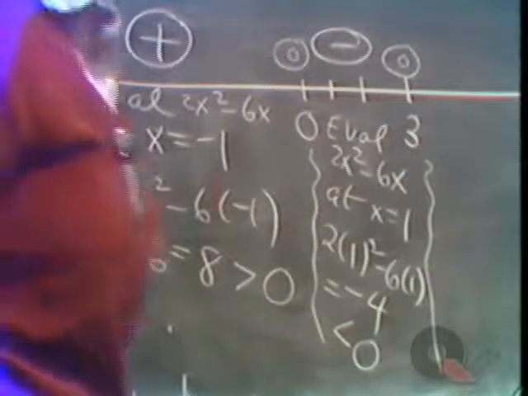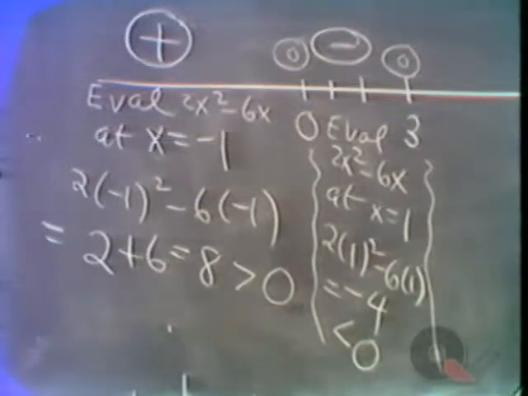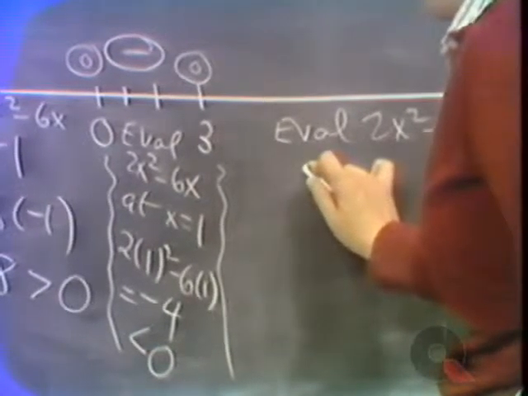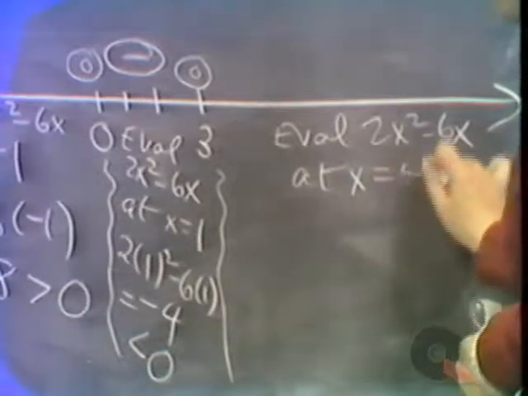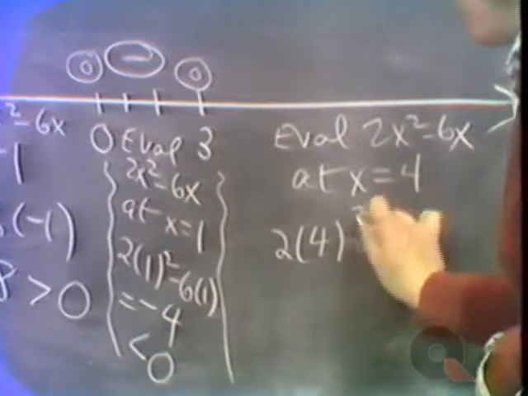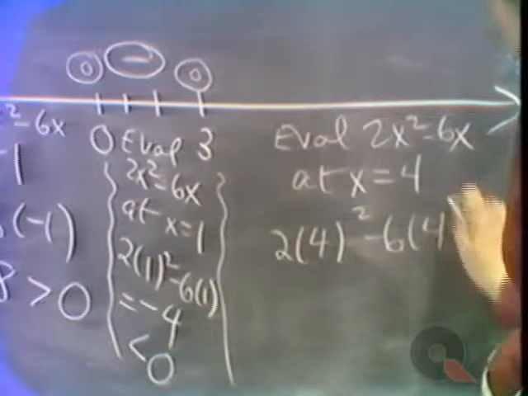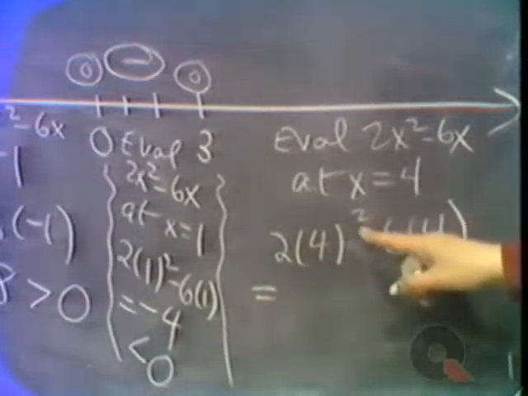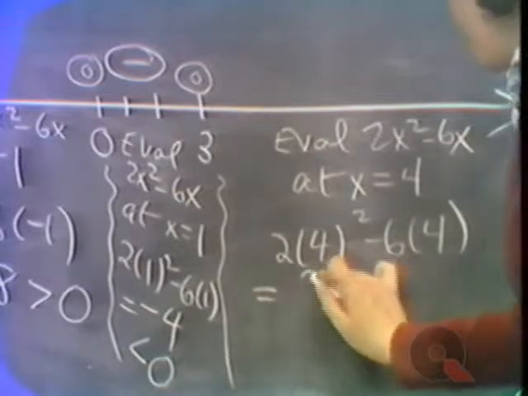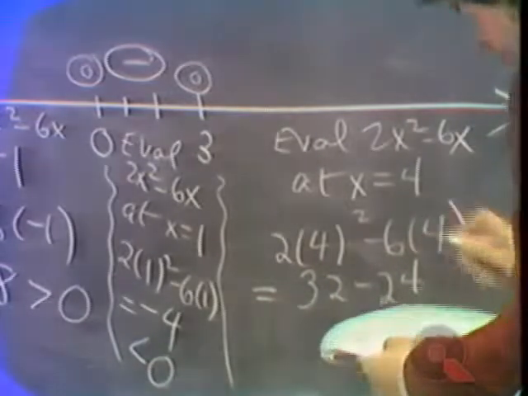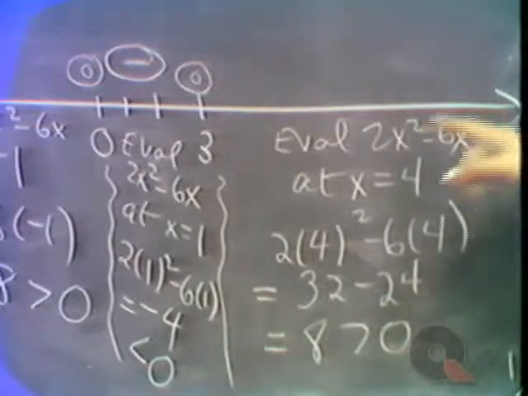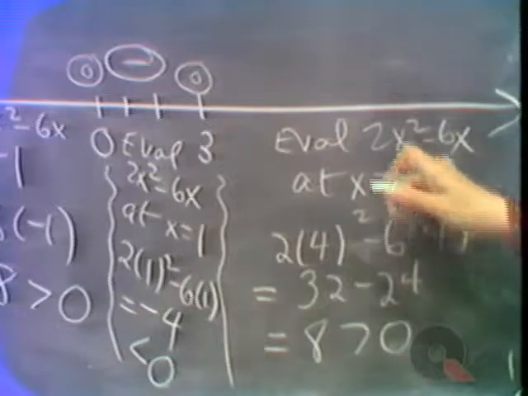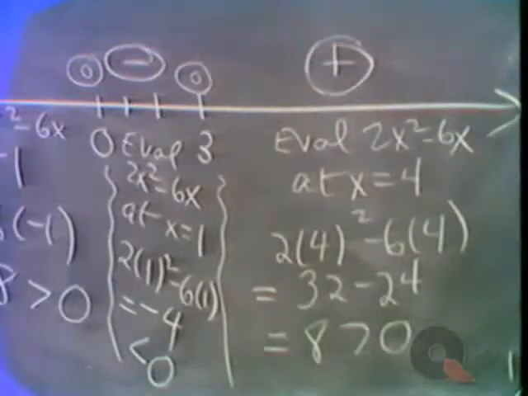Since at the testing value in this interval, the expression came out negative, it must be negative throughout the entire interval. And finally, we want to evaluate 2x squared minus 6x at some value greater than 3. So, for example, we could check it at x equals 4. 2 times 4 squared minus 6 times 4. 4 squared, that's 16, times 2, 32, minus 24, comes out to be plus 8. It is positive. Since this expression is positive at the testing value, it is positive throughout the entire interval.